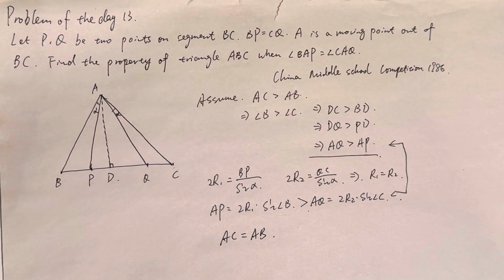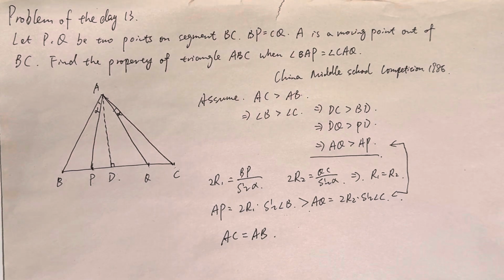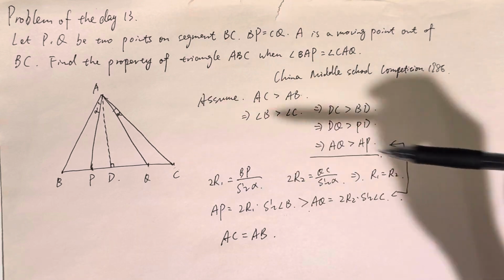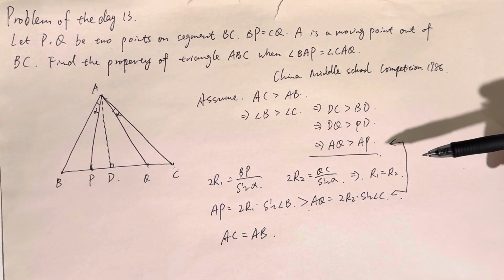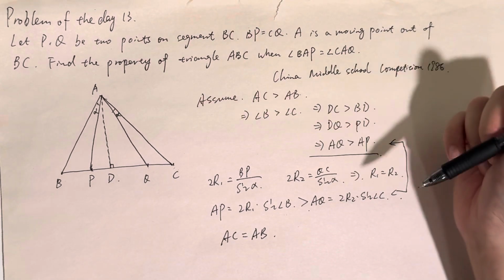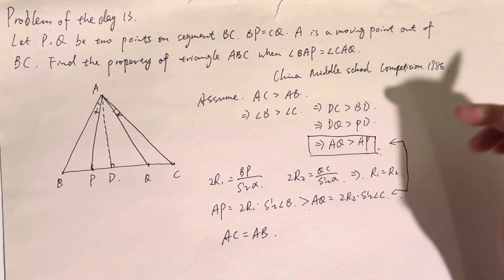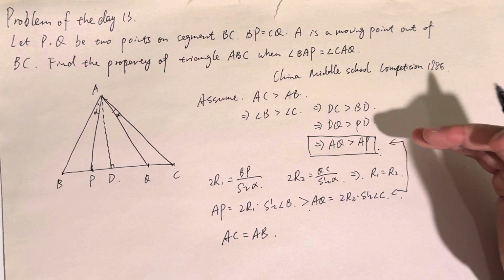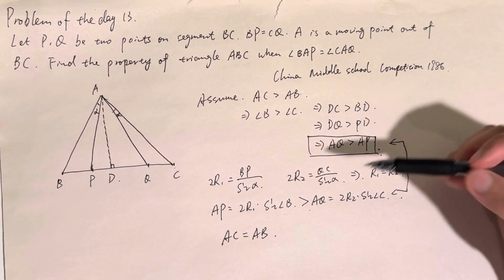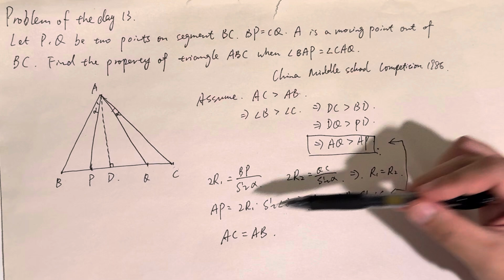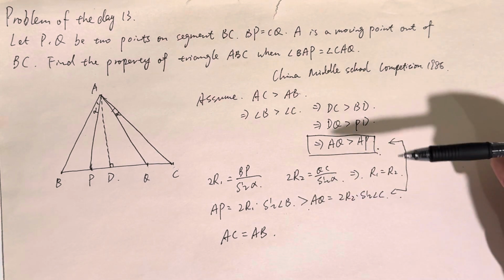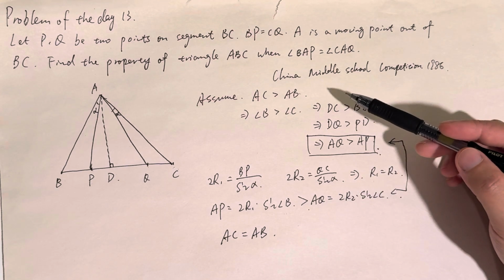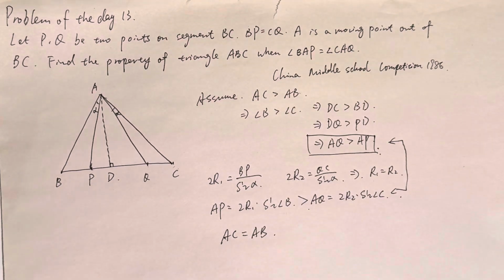Okay, so this is not a very difficult problem. It just takes the first guess that AC equals AB, and then we find different ways to determine the relationship between AQ and AP. From one method we find that AQ is larger than AP, from another method we find that AP is larger than AQ, and when we see this conflict, we know that the assumption is invalid. So we got AC equals AB.